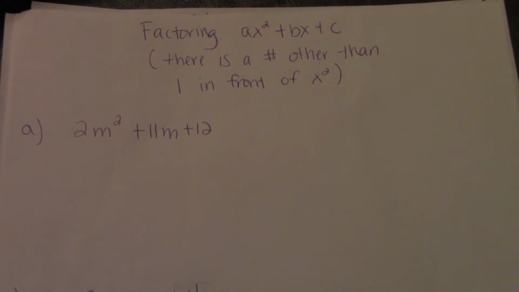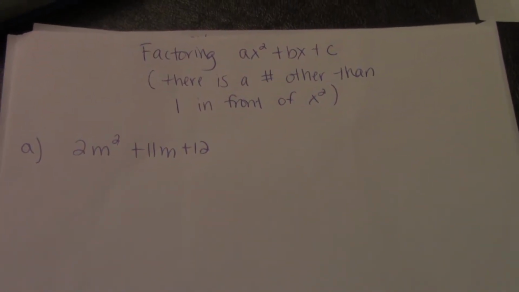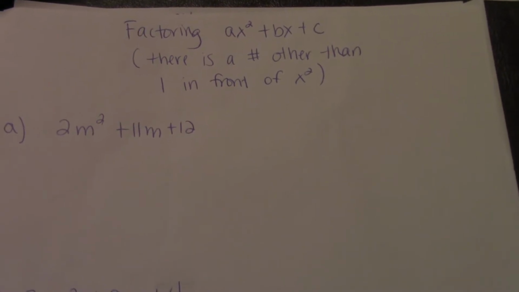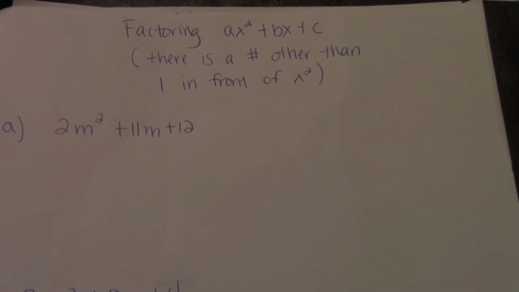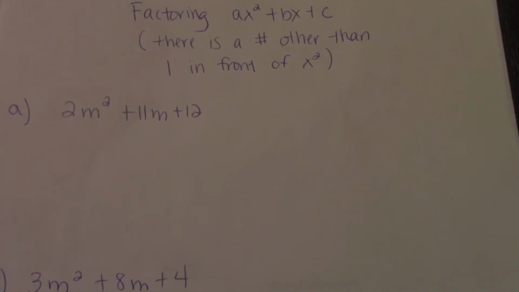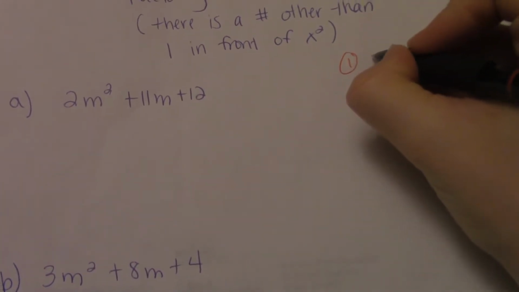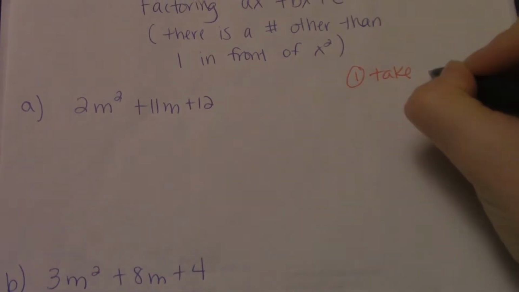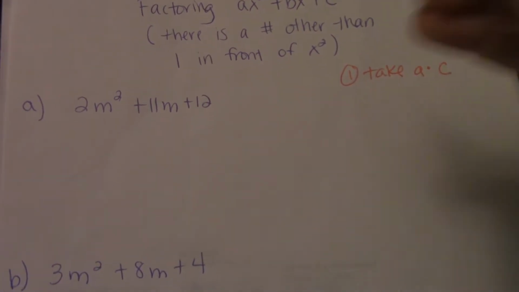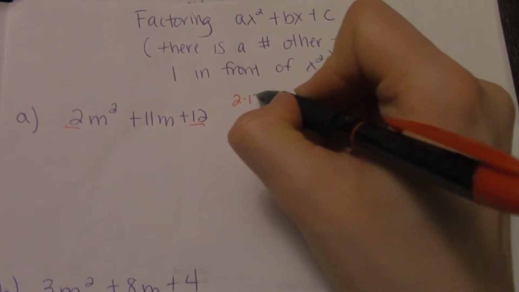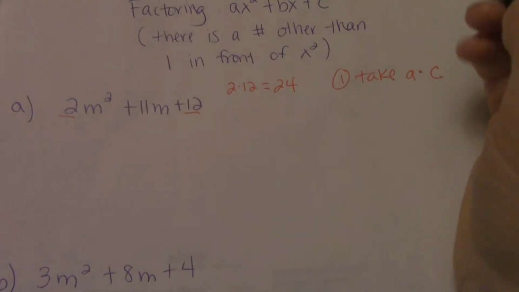Today we're going to be talking about factoring ax squared plus bx plus c. That means the a is a number other than 1 in front of the x squared. Okay, so my first step, take a times c. So this 2 times that 12, so 2 times 12 is 24.